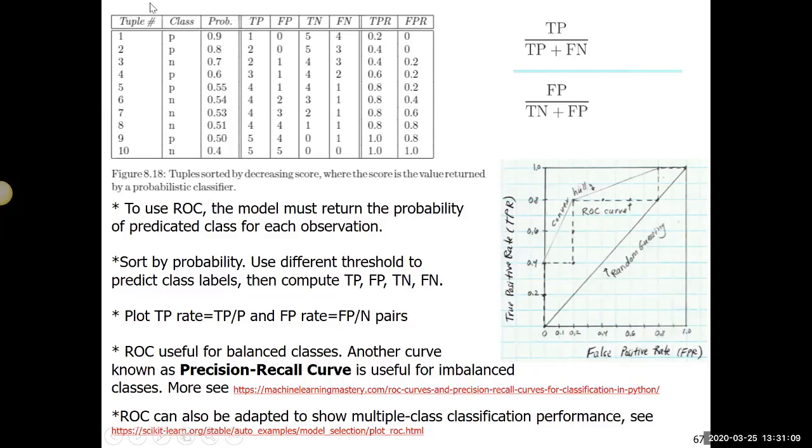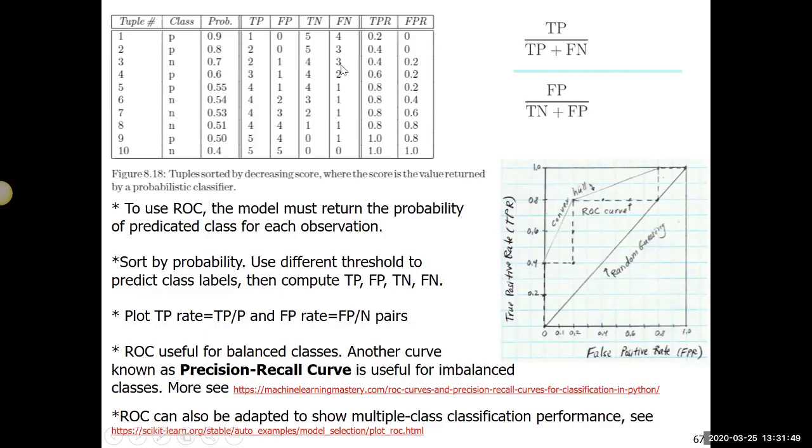So this is what we have to start with. Then we will sort those probabilities from the greatest to the smallest. The idea is we're going to apply different probabilities as our threshold to generate our prediction, and then compare our prediction with the label. That would allow us to compute true positive, false positive, true negative, false negative, and that will allow us to compute a true positive rate and a false positive rate at different thresholds.